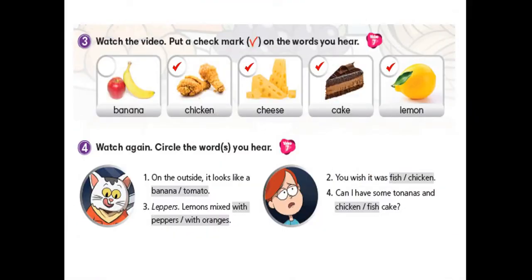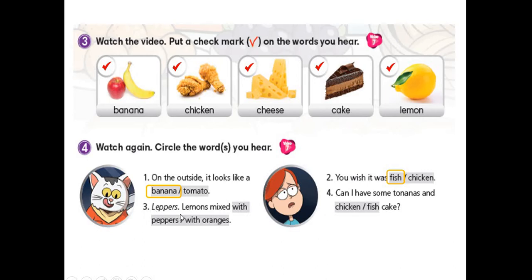Next let's go to number 2. We have here, you wish it was fish or chicken. The answer for this one is fish. Please take note of the answer, students. Write it in your books. And let's go to number 3.